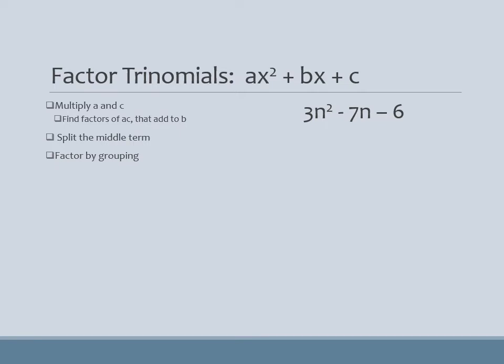Okay. Now notice that this one's a little bit different. I have a number in front of my first term, so a is 3. So I'm going to multiply 3 times negative 6, which is negative 18. But I still want factors that add to 7.